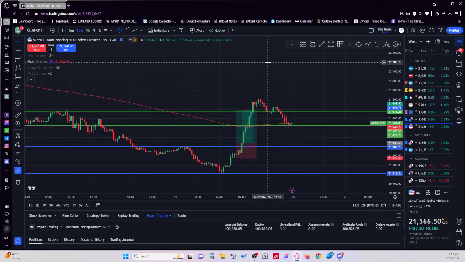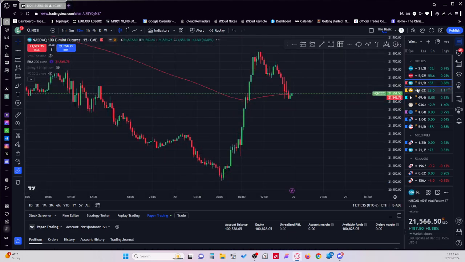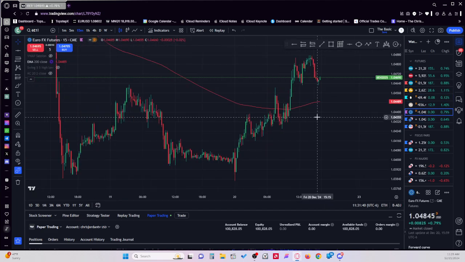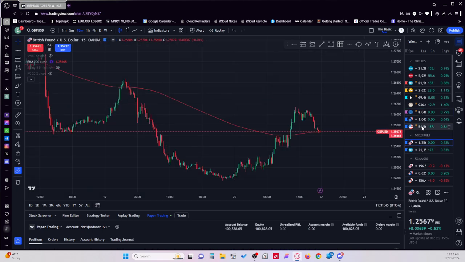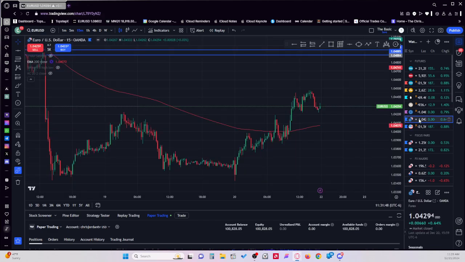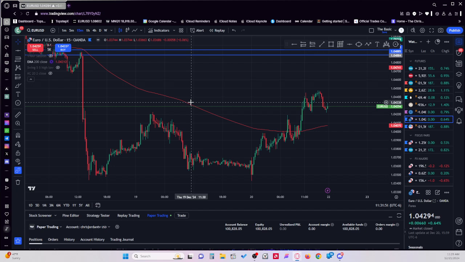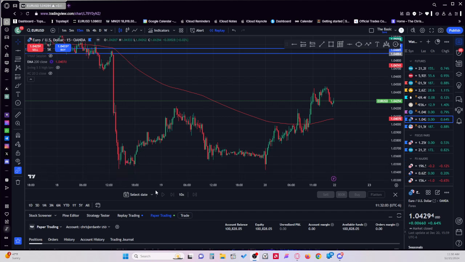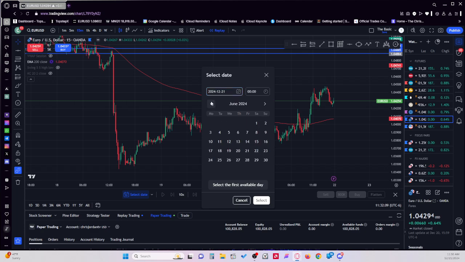So let's actually start testing this. I'm going to use Euro USD. This is my futures. I could use gold too, but let's go to Euro USD because some people may be trading Forex over futures right now, right? So let's replay this. Actually, I could just do it right here. So let me select the date. Let's go to May 1st, 2024.